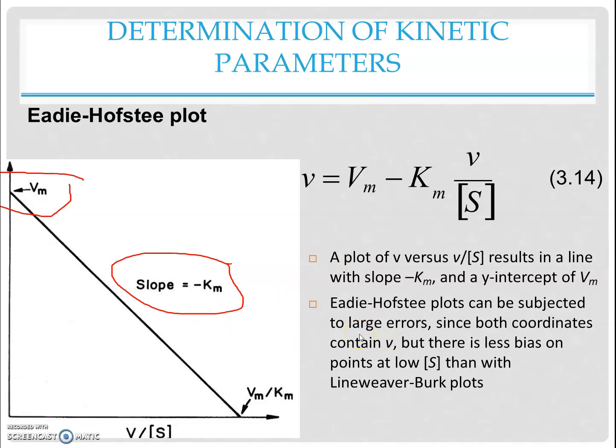However, this kind of plot always gives a large error because the tabulated data is quite far from the linear line. If you look at this note, since both coordinates contain V, there is less bias on points at lower S, meaning that at lower substrate concentration, the data will give you a very large error compared to the Lineweaver-Burk plot.